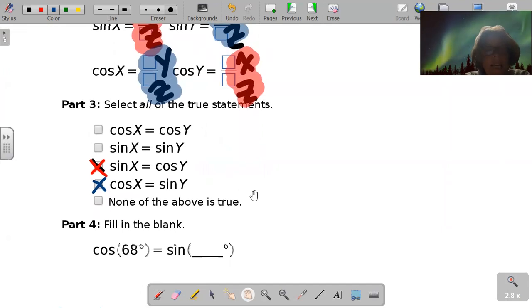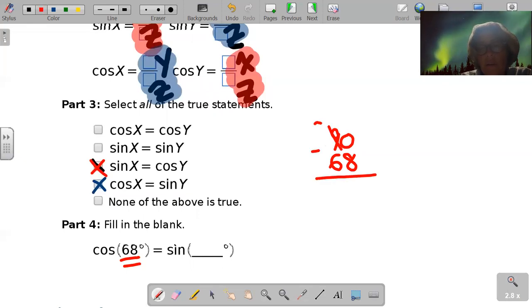So what it's saying is the cosine of one angle is going to be the sine of its complement. So if we do cosine 68, you take 68 away from 90. So the cosine of 68 would be the same as sine of 22 degrees.